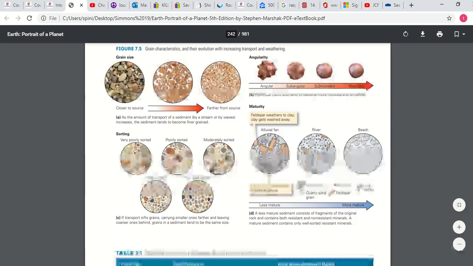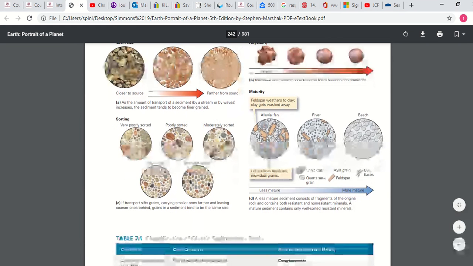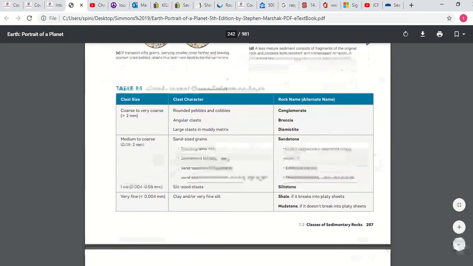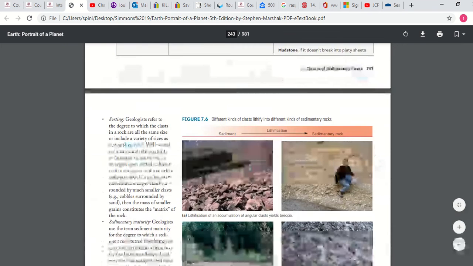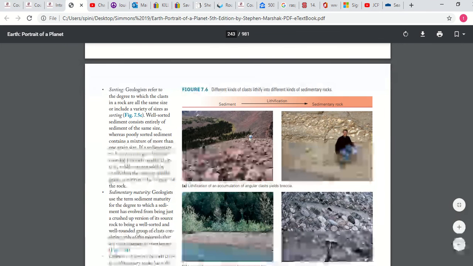Very important because this would make a really great test question. Talking about looking at a rock and seeing how it was sorted or seeing how the sediments are shaped would give you some clue as to where that rock came from and how it was formed, right? Make a good test question.